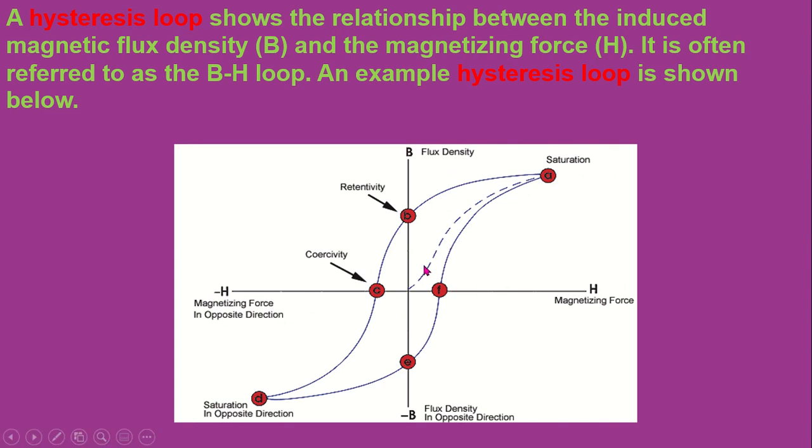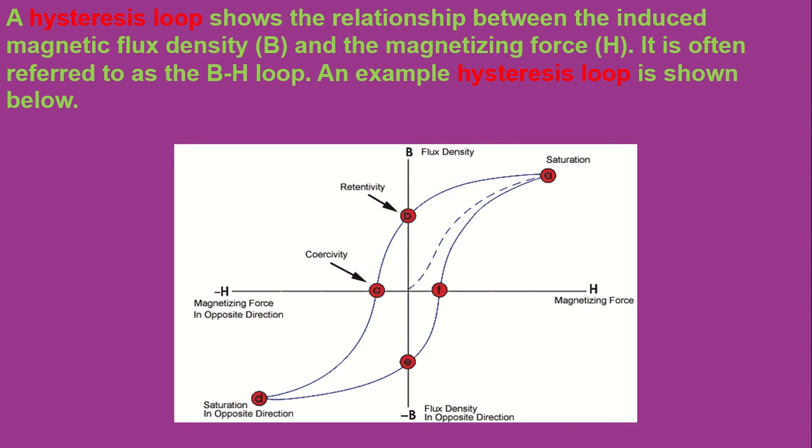So this phenomenon is known as retentivity. That means some magnetism still remains. This is shown here at this point B. The magnetic field which remains in the sample is called remanence or retentivity.